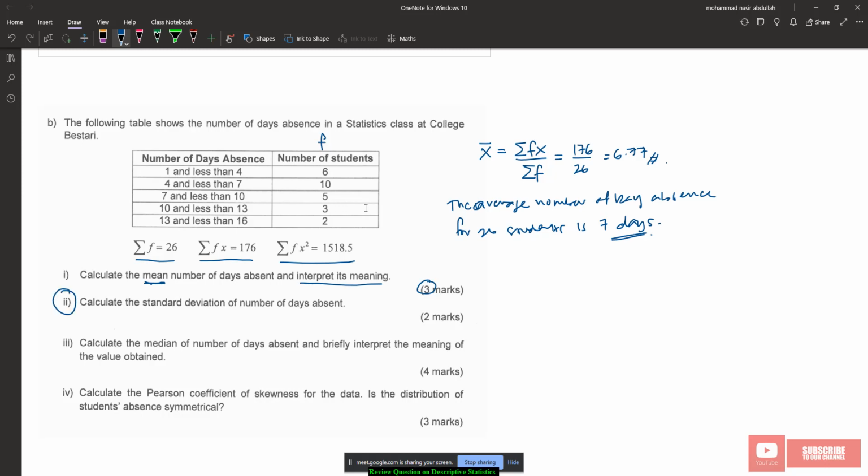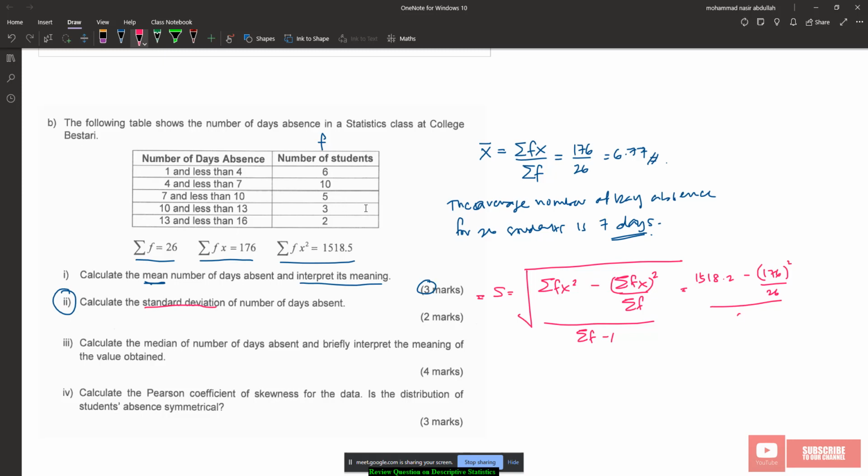And then question number 2, we need to calculate the standard deviation of the number of days. So what is the formula for standard deviation? S is equal to the square root of summation of fx square minus summation of fx, squared, divided by summation of f, everything divided by summation of f minus 1. Since you already have the values, just plug them into the formula: 1518.2 minus 176 squared divided by 26, and everything divided by 25.